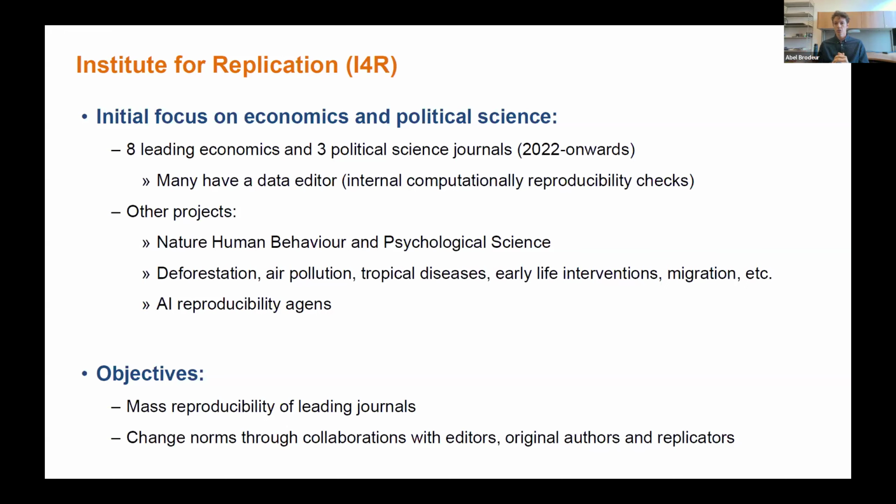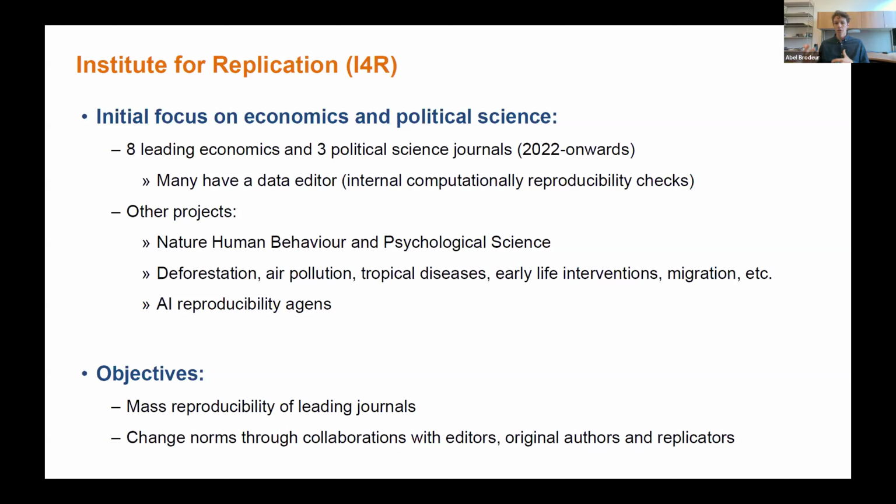So we started in 2022. So we started computationally reproducing papers in 2022, doing robustness checks also on these studies. These are leading journals. Many have actually a data editor, meaning that at the conditional acceptance stage, there are internal computational reproducibility checks being done. The data editors or their staff don't look for coding errors, they don't do robustness checks. But for many of the papers we are looking at, the completeness of the replication package and initial reproducibility checks were already done. So keep this in mind when I'm going to be talking about their results.